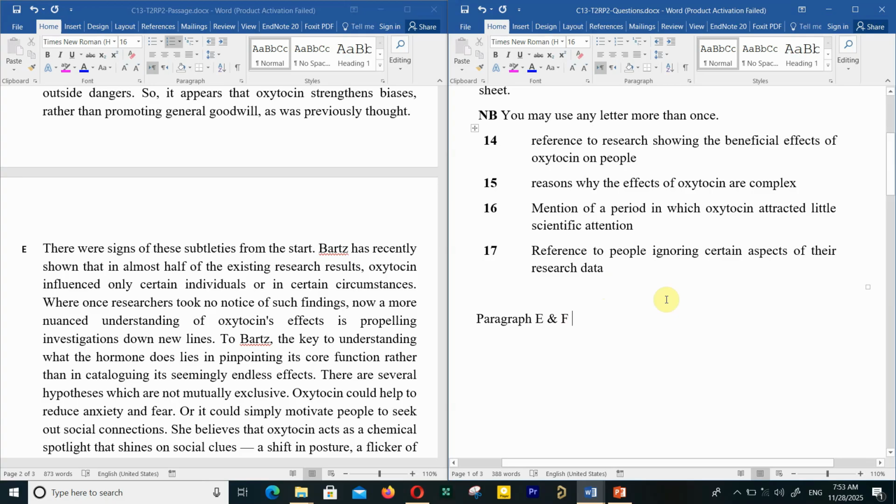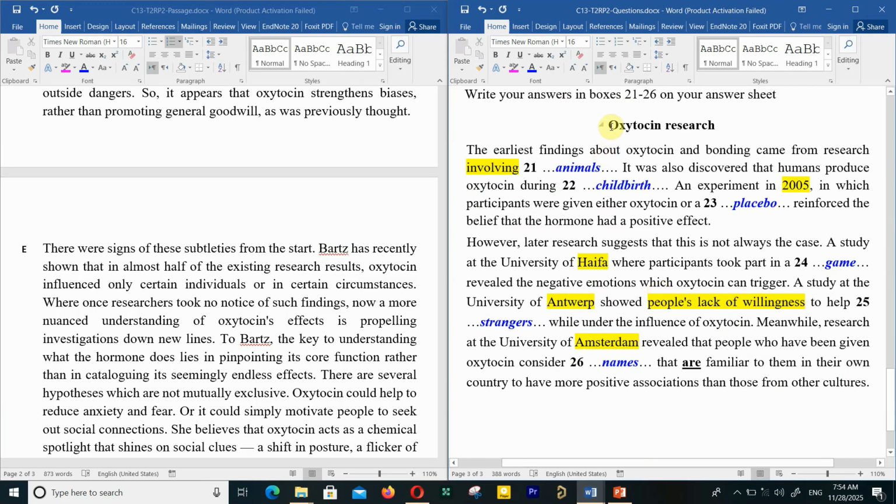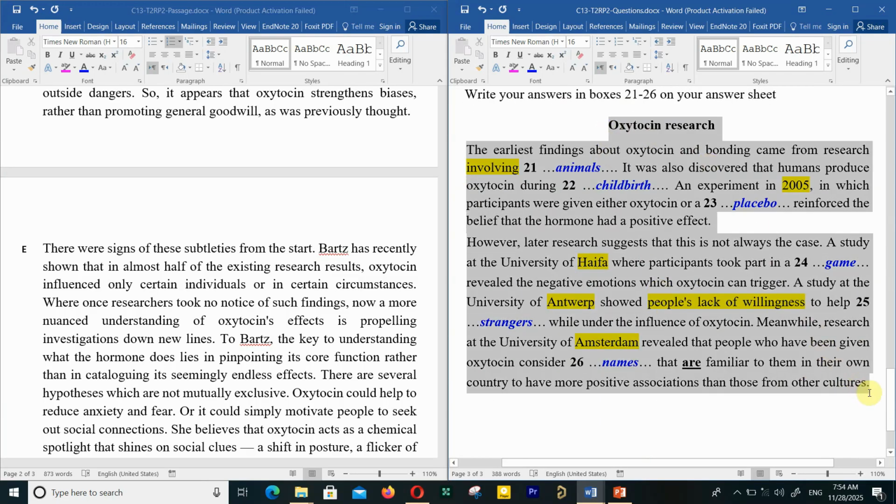Another interesting thing is that usually IELTS uses this kind of information for this, which paragraph contains the information. And we already have something in our mind, even with the scanning or skimming, we already have in mind something that happened during oxytocin research.